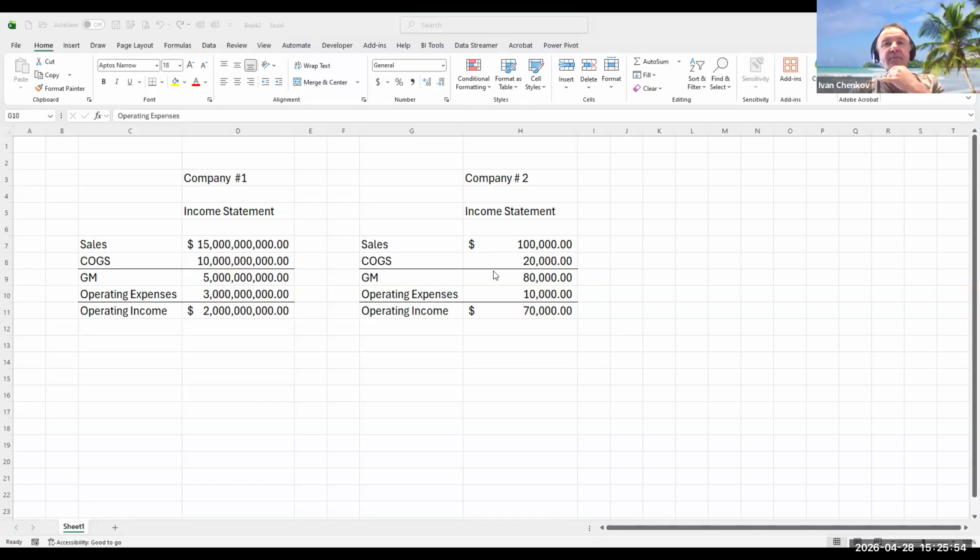Don't say it's company number 1. Any other suggestion? Company 2. Company 1, and now we have company 2 coming into the picture. Now let's think about this logically. Can I compare those two companies? Can I compare them based on the sales?